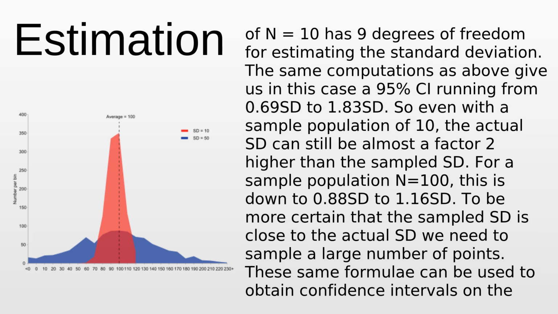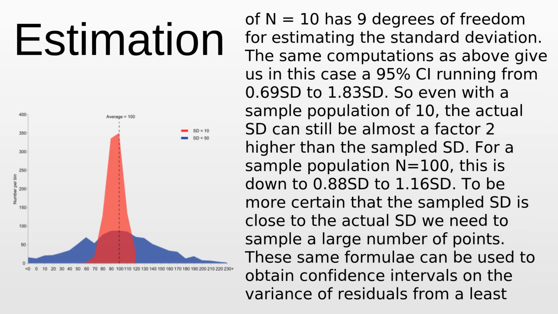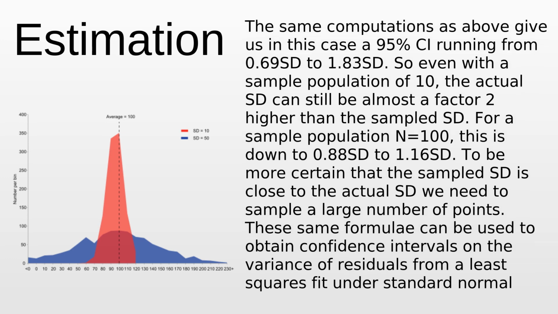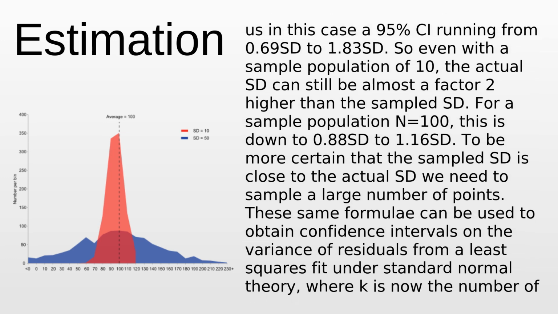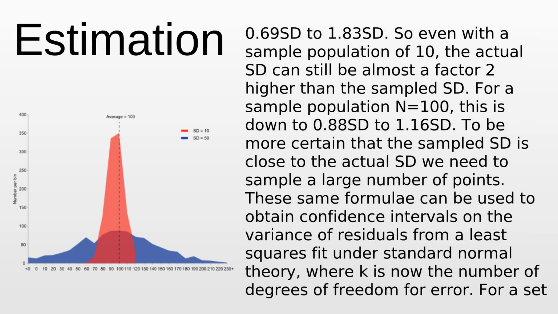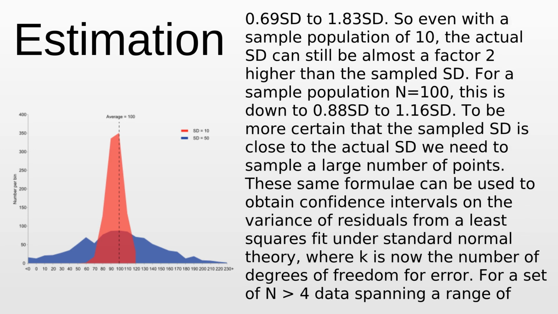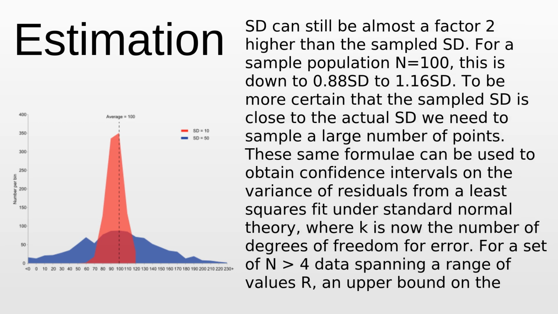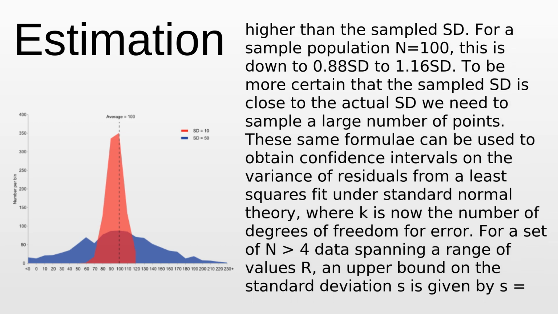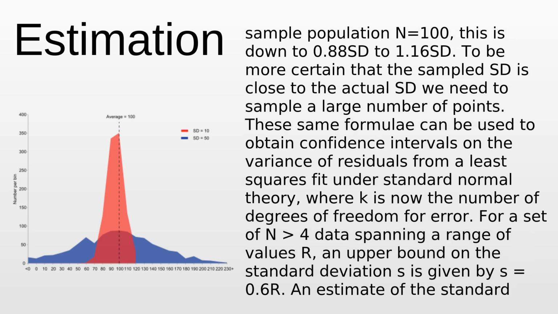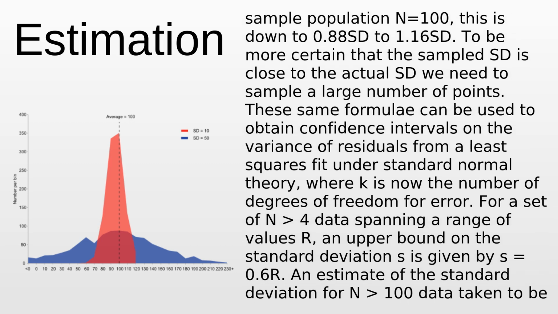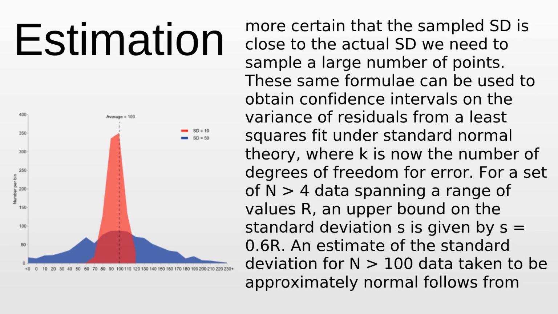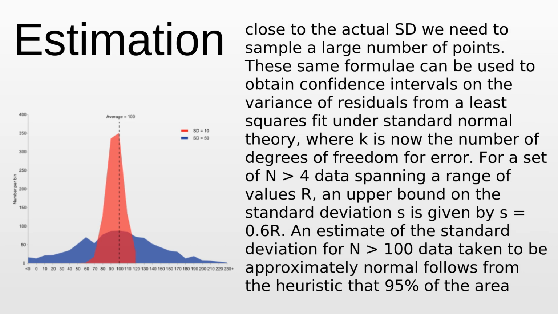A larger population of n equals 10 has 9 degrees of freedom for estimating the standard deviation. The same computations as above give us in this case a 95% CI running from 0.69 SD to 1.83 SD. So even with a sample population of 10, the actual SD can still be almost a factor 2 higher than the sampled SD. For a sample population n equals 100, this is down to 0.88 SD to 1.16 SD.